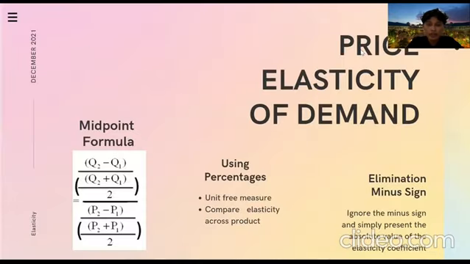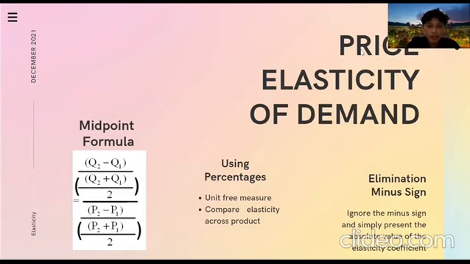There are 3 ways to calculate price elasticity of demand. The first one is the midpoint formula, the second one is using percentages, and the last one is eliminating minus signs. What is the midpoint formula? The midpoint formula is preferable when calculating the price elasticity of demand because it gives the same answer regardless of the direction of change. In the slide, this is an example of how we calculate with the midpoint formula.